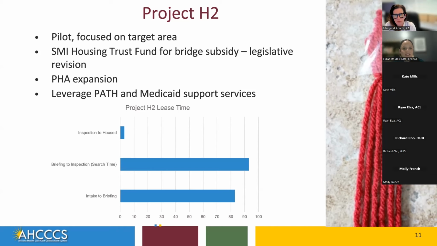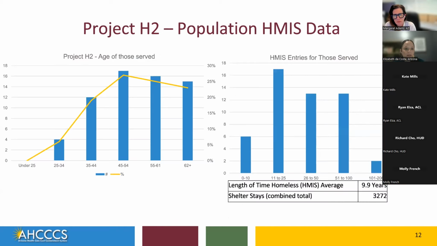We can go ahead and go next slide. And this is cool too, because it really was like a Medicaid access-led initiative with managed care organizations, but we are striving towards this collaboration with our COC programs and the use of the homeless management information system data. So we can see from HMIS the age of the populations that were served through this program, with over 14 members being over the age of 62. And then we can also see next to it is the HMIS entries for those served.